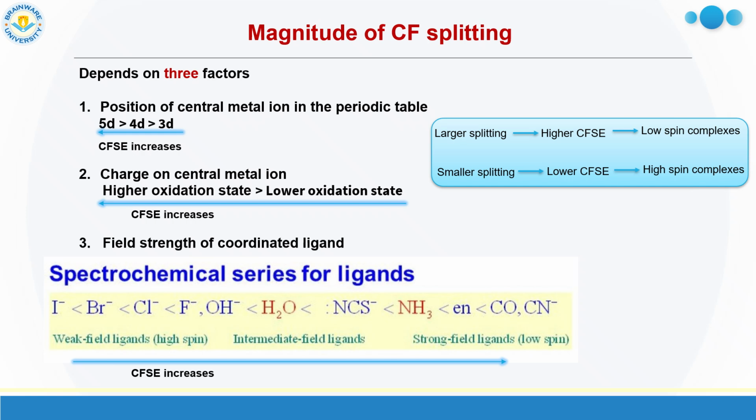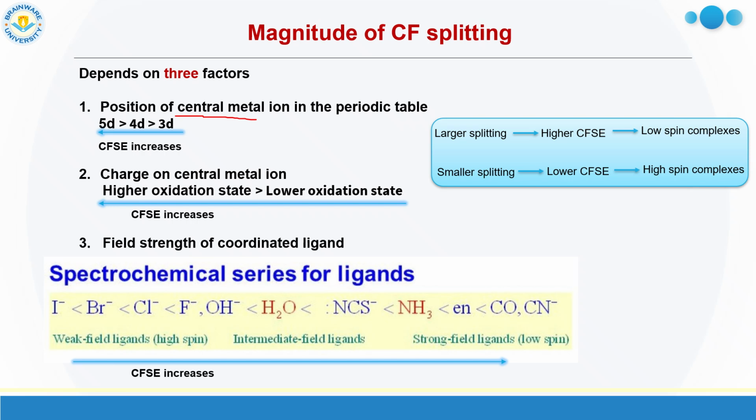Now next, for some complexes we get the lower CFSE, for some complexes we get the more CFSE. So there are a few factors which are responsible for the extent of splitting of the d orbital. There are three factors. First is the position of the central metal. If we consider the coordination compound, there is the central metal, and there are the ligands surrounding it.